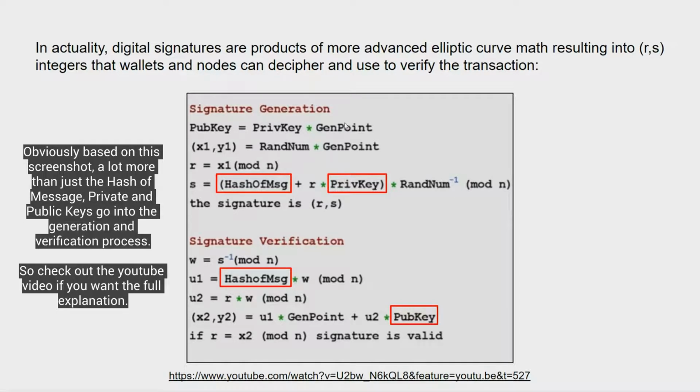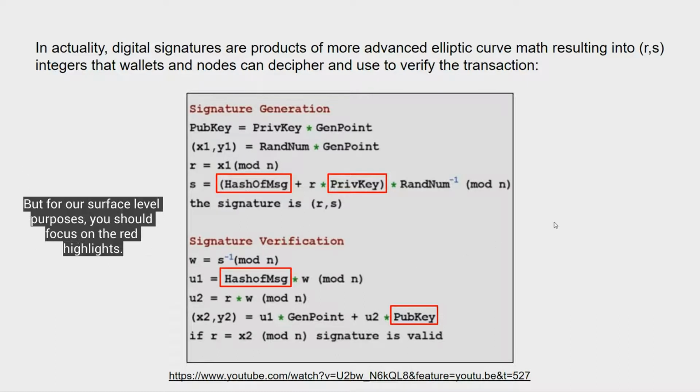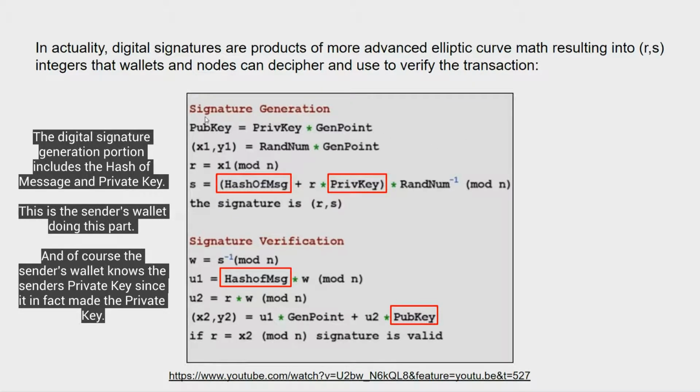Now, again, like I said, this is confusing and more advanced cryptography. You got -1 exponents, and you got S raised to the -1 mod n, different things. So like I said, check on over to this YouTube video here if you really want to get an in-depth lesson on what exactly all these components are, or if you just want to get the surface level stuff that I'm explaining, you should just really take away, as I've explained, the digital signature generation portion includes the hash of the message and the private key.